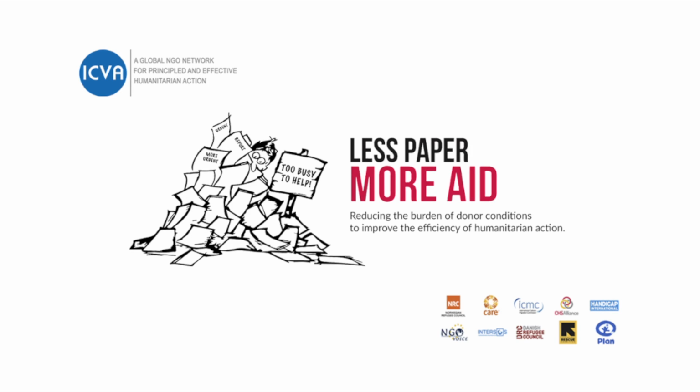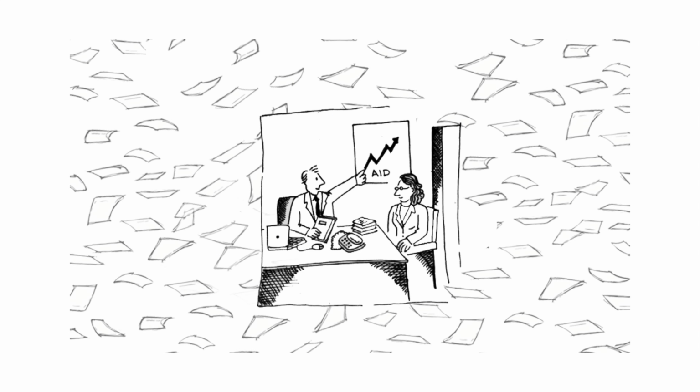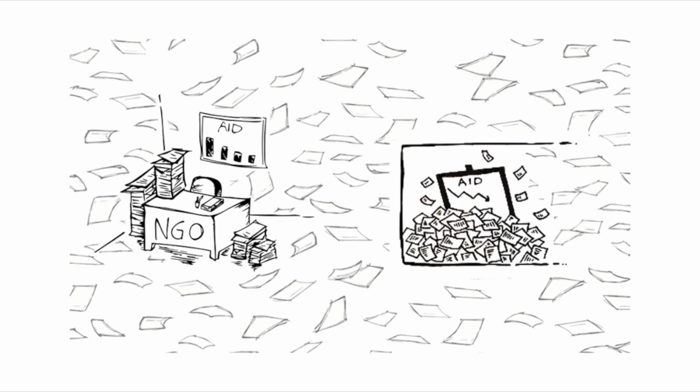In this video, we will attempt to explain the Less Paper, More Aid initiative, which aims to reduce the burden of donor conditions to improve the efficiency of humanitarian action. We all acknowledge the importance of reporting in order to remain accountable, as well as it being a useful tool to improve the quality and efficiency of humanitarian action. Have a look at how reporting can become excessive and affect the delivery of principled and effective humanitarian aid.